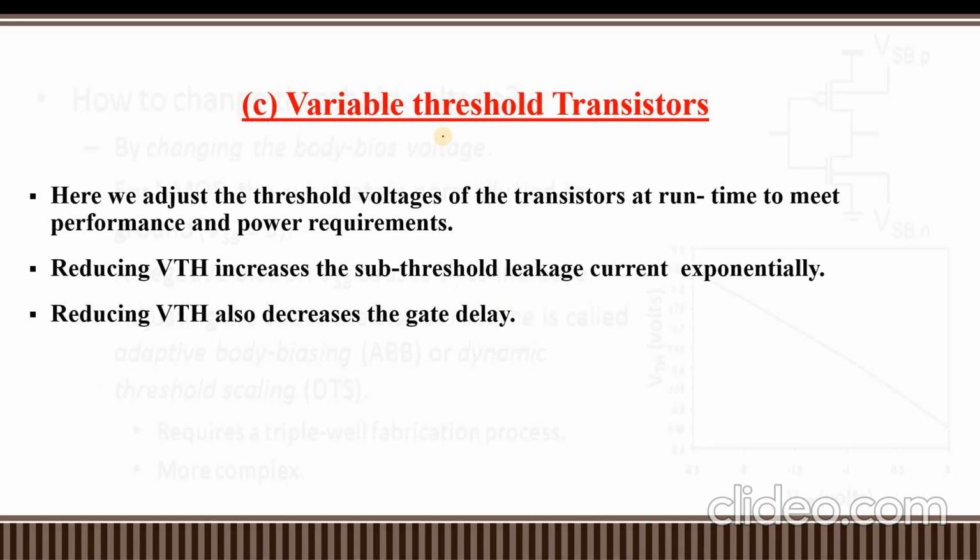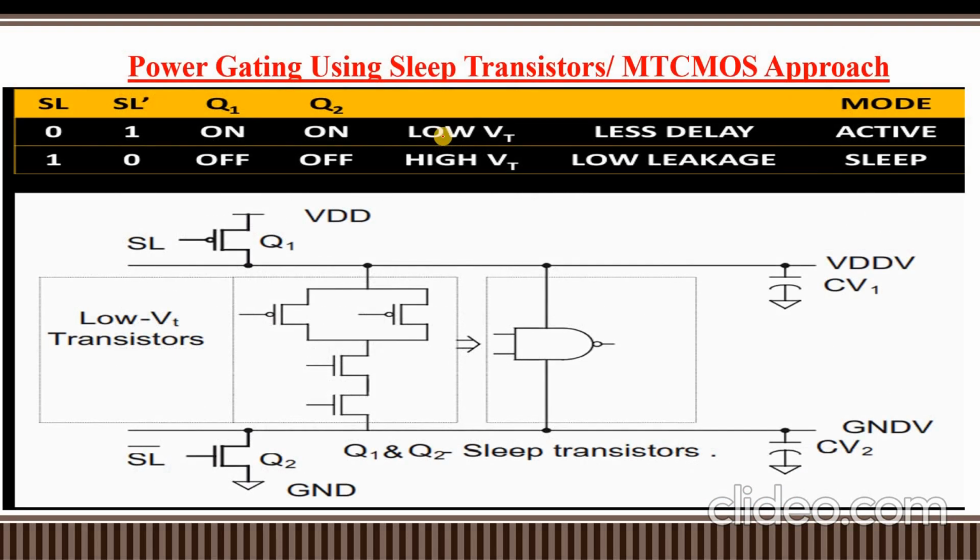The third technique is power gating. We have completed clock gating. Now we have to see what power gating is, or what MTCMOS is. It is also called the MTCMOS approach, multiple threshold complementary metal oxide semiconductor. Here, in power gating, we have to use sleep transistors.